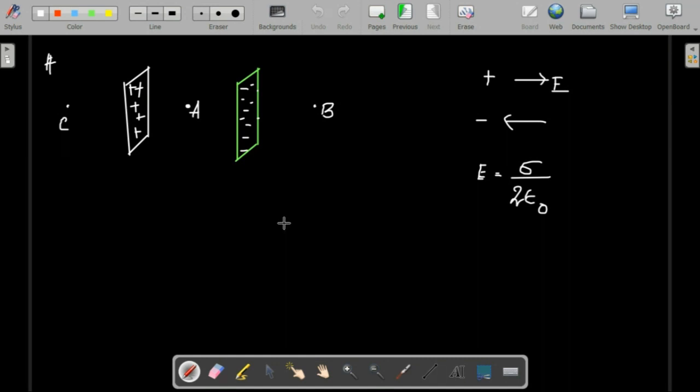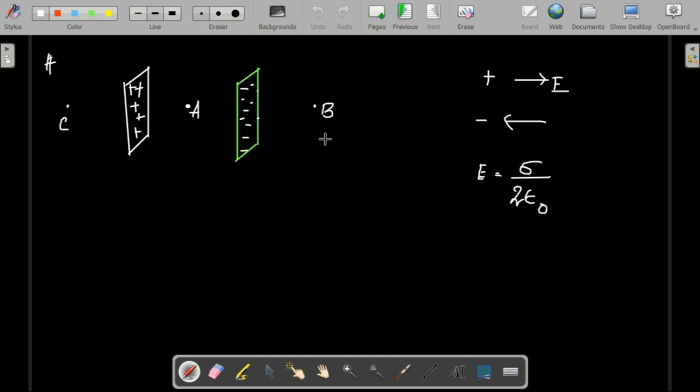So we stopped with this in the last class. We actually had to find out the electric field at points A, B and C, and there are two plates given. One is positively charged and the second one is negatively charged. Okay, so if we have that, no issues, let's do it. It's a normal problem, electric field.